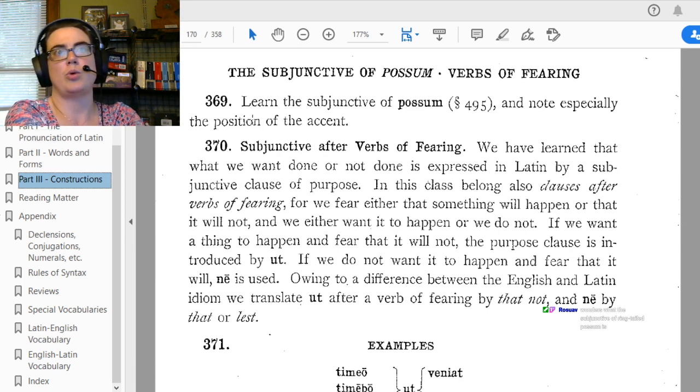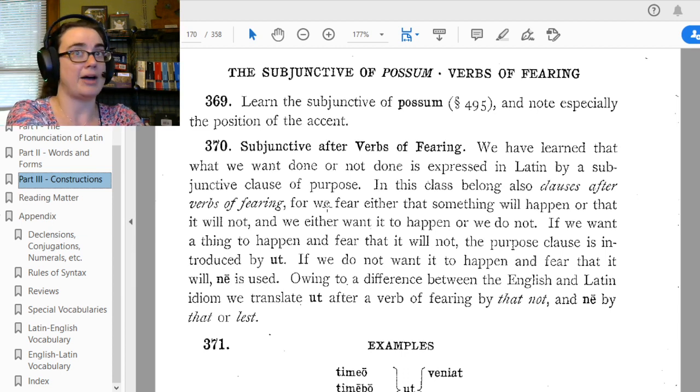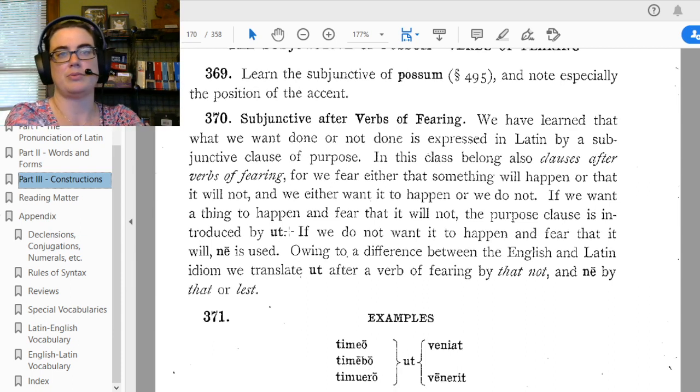We have learned that what we want done or not done is expressed in Latin by a subjunctive clause of purpose. This class also includes clauses after verbs of fearing, for we fear either that something will happen or that it will not. And we either want it to happen or we do not. If we want a thing to happen and fear that it will not, the purpose clause is introduced by ut. There's a little bit of a reversal when you use ut versus ne in verbs of fearing. If we do not want it to happen and fear that it will, we use ne. Owing to the difference between the English and Latin idiom, we translate ut as that not and ne as lest.